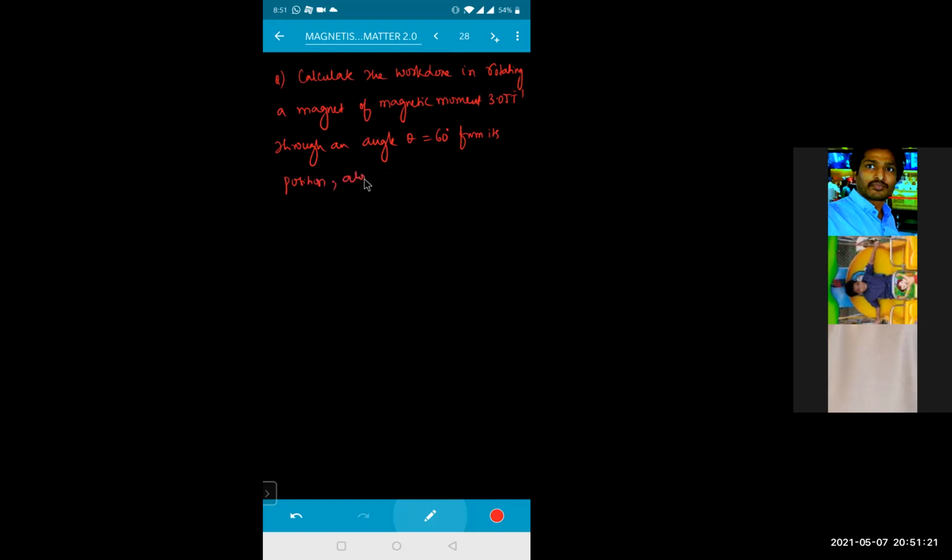See this question. Listen to the question carefully. Calculate the work done in rotating a magnet of magnetic moment 3.0 joule Tesla inverse through an angle theta equals 60 degrees from its position along a magnetic field of strength 0.34 into 10 to the power of minus 4 Tesla.